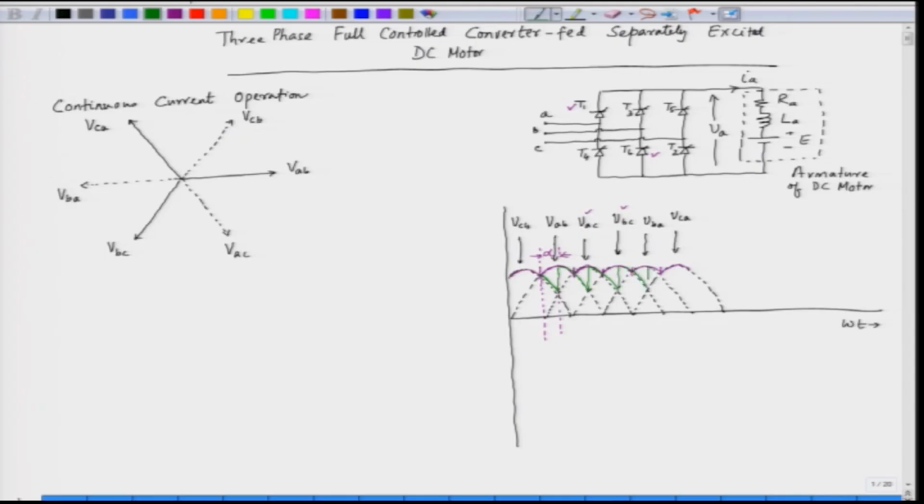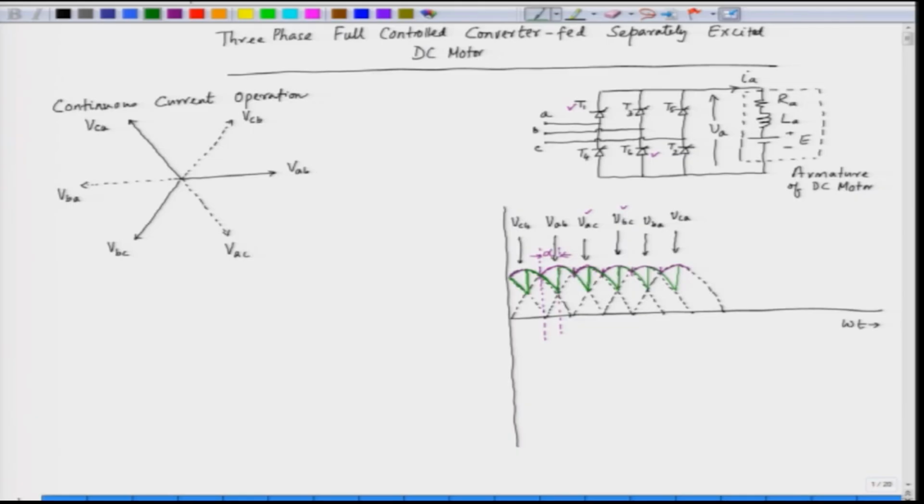So, VA is now like this. So, this is the nature of VA. Similarly, for the other SCR also, we can delay the triggering angle. So, in that case the triggering angle is delayed, and we get the output voltage which looks like this, and alpha in this case also can be varied from 0 to 180.